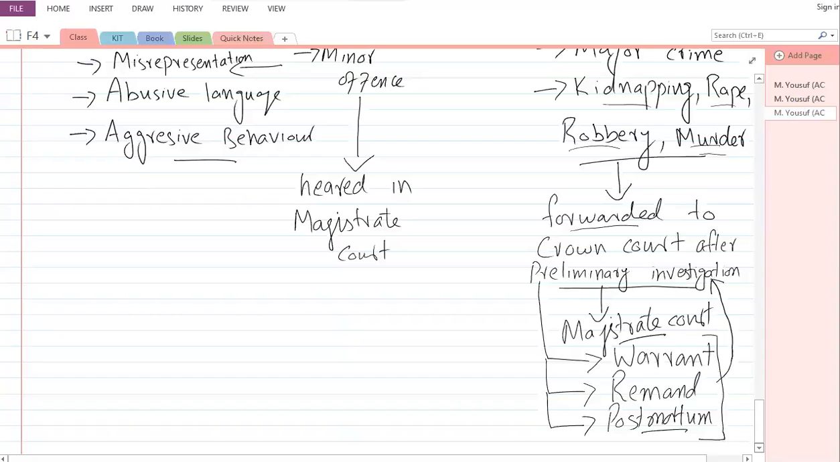So I am hopeful you would have understood the criminal jurisdiction of the magistrate court. If there is any inquiry or question, you can ask through chat.